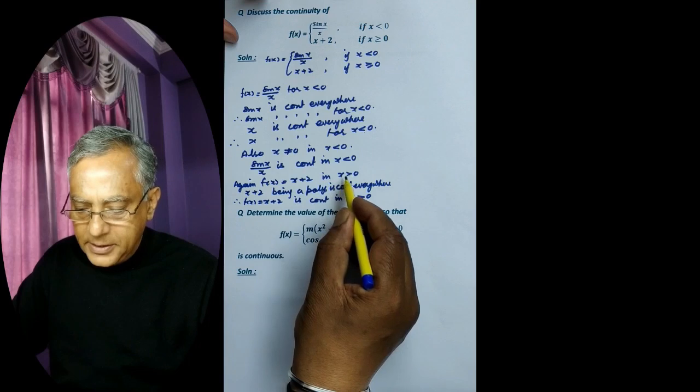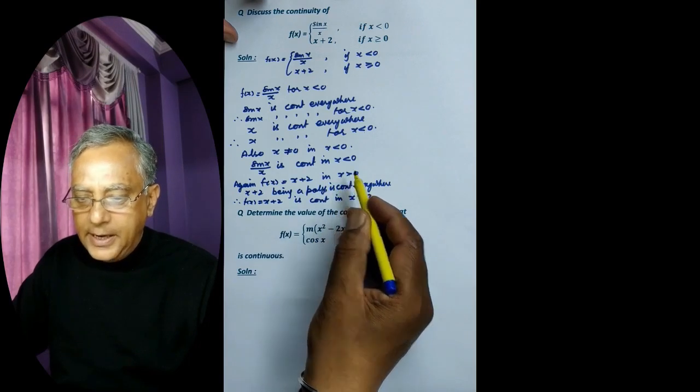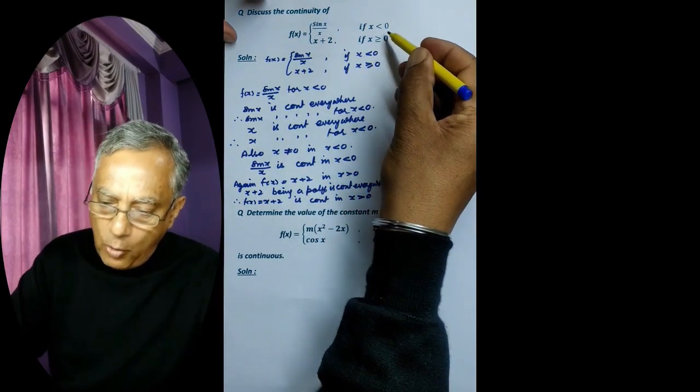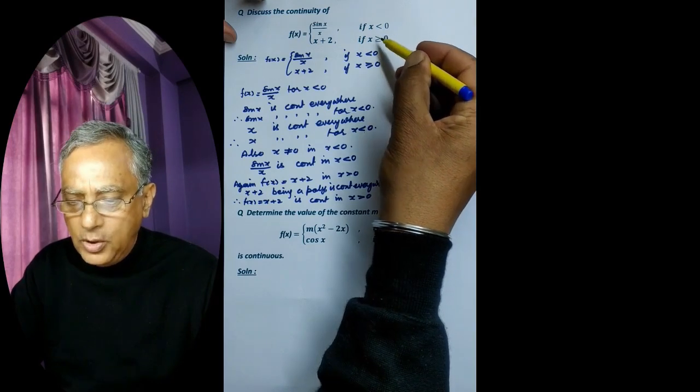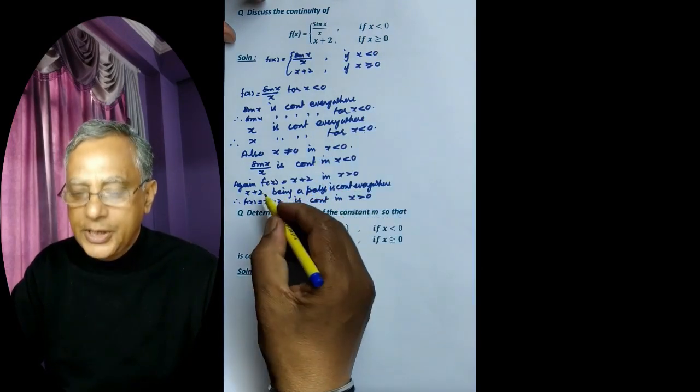Again, f(x) is equal to x plus 2 in x greater than 0. The point 0 we will take separately, because at 0 the definition of the function is changing.